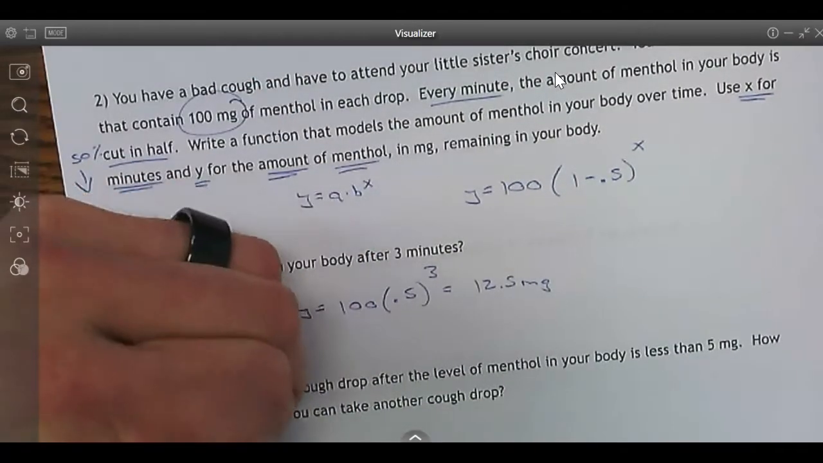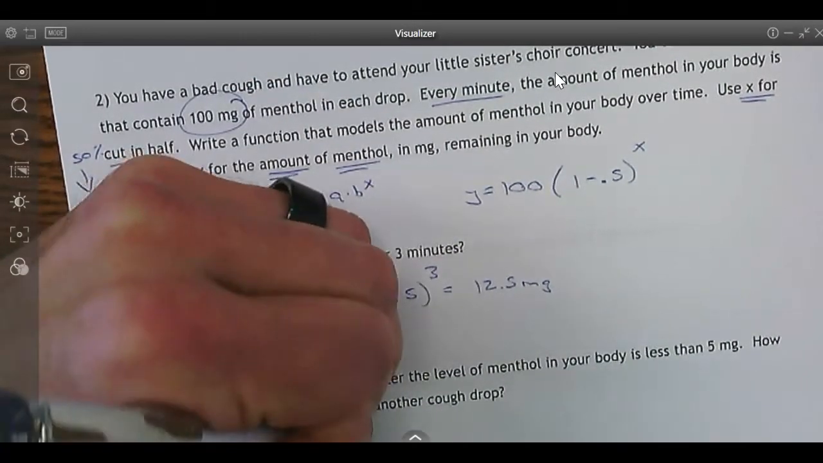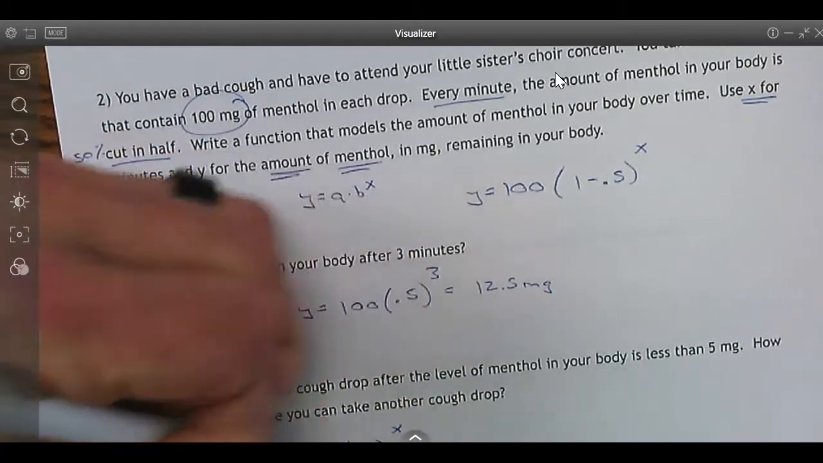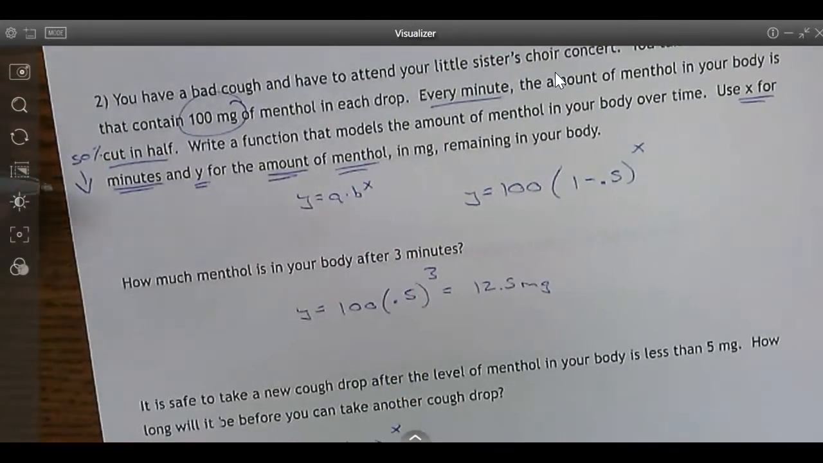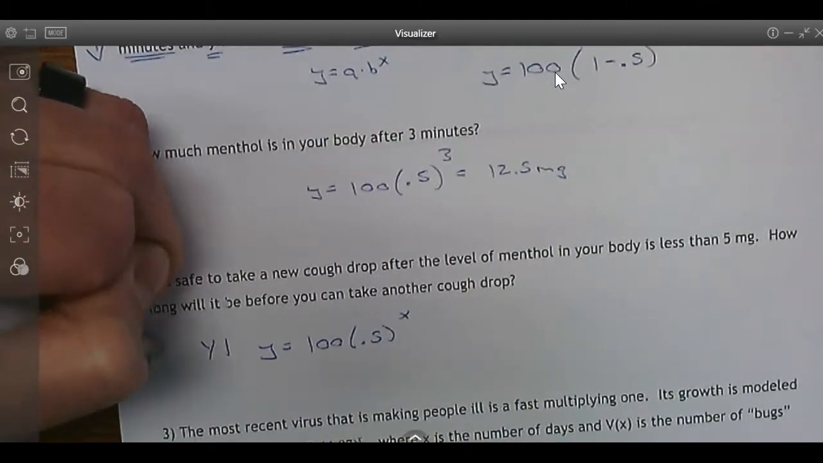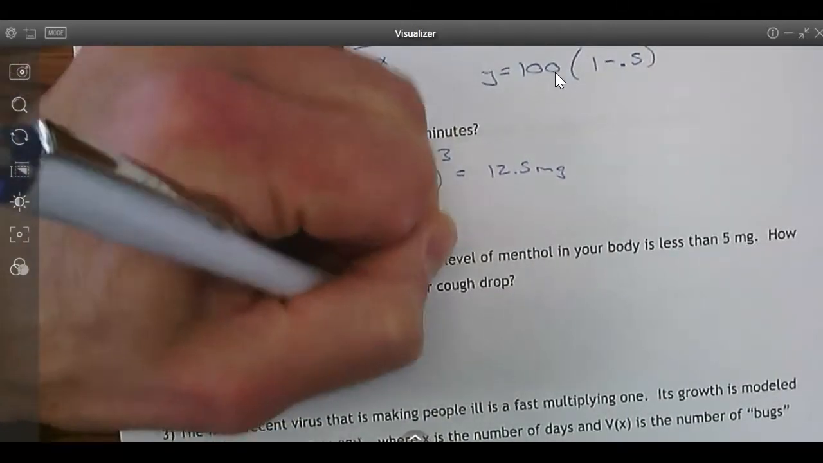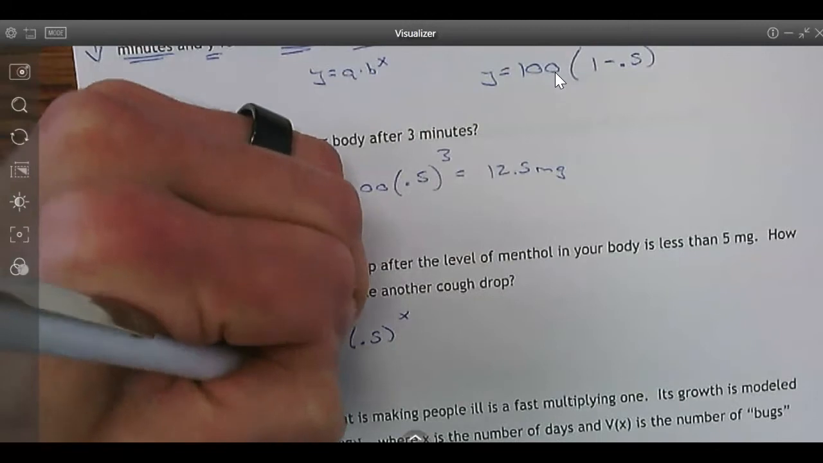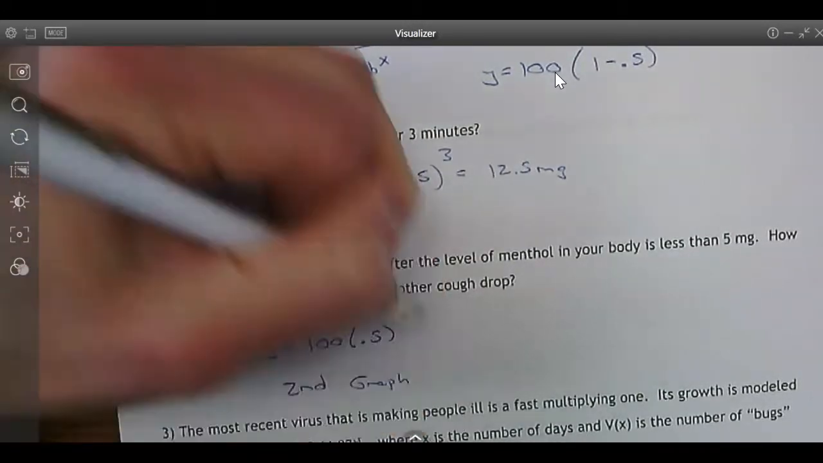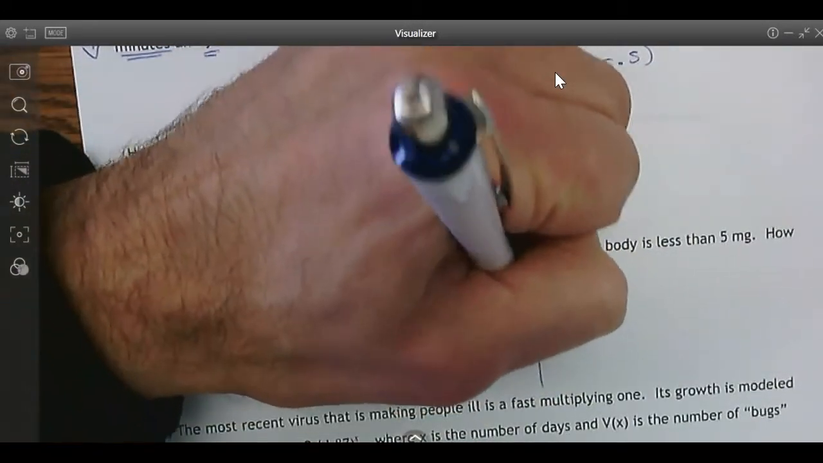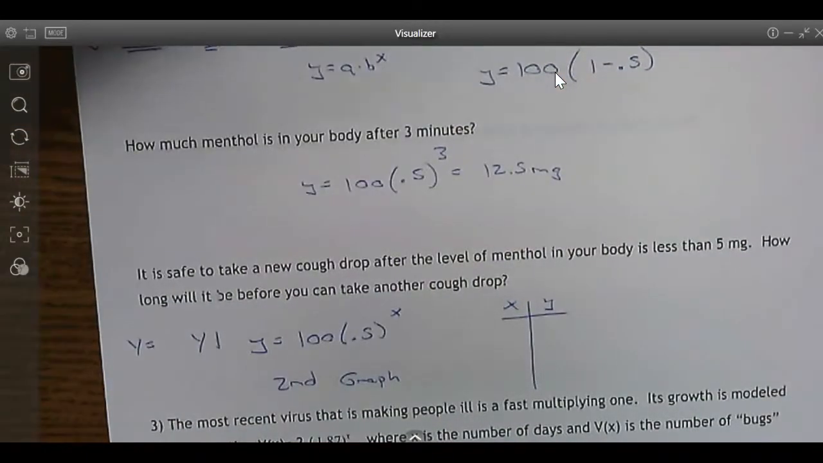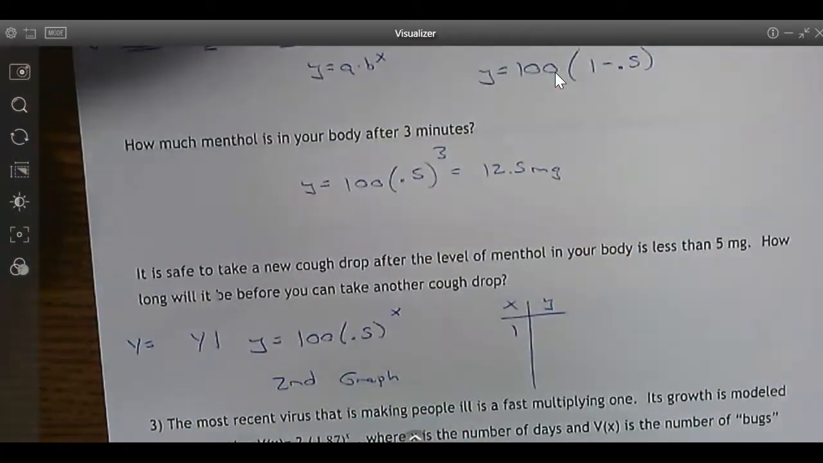So here's what I'm going to do. I'm going to take my calculator and type this equation into y1. So I'm going to have to go to y equals on the calculator and type this equation in. And then I'm going to hit second graph. That's going to bring me to a table. And basically, I'm going to start scanning down the table.